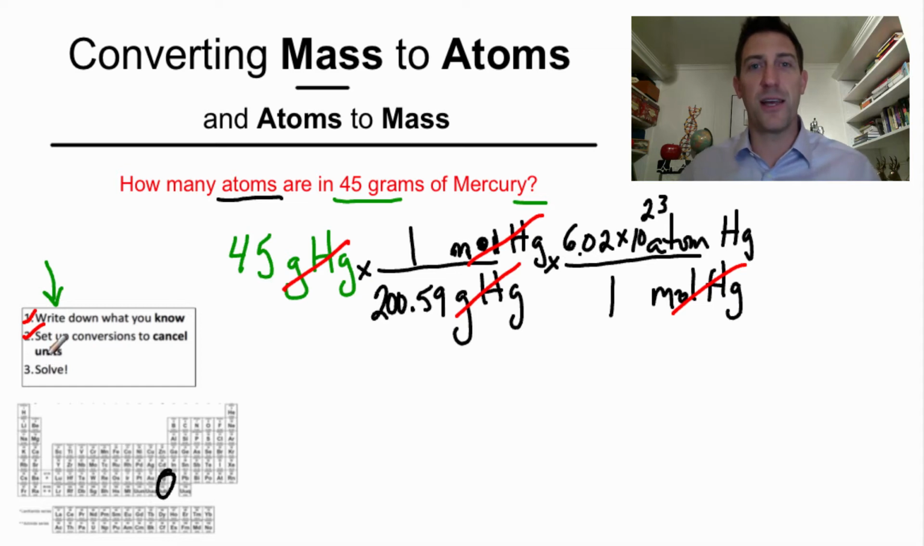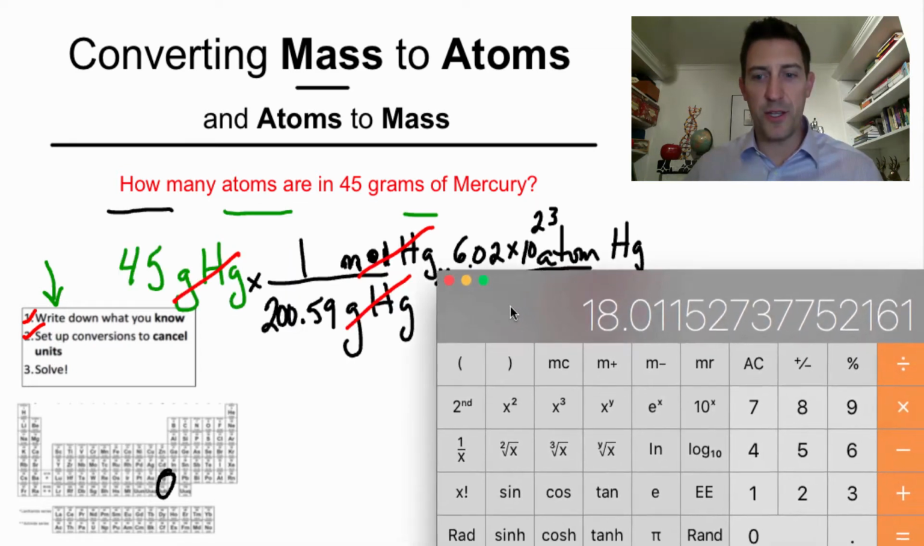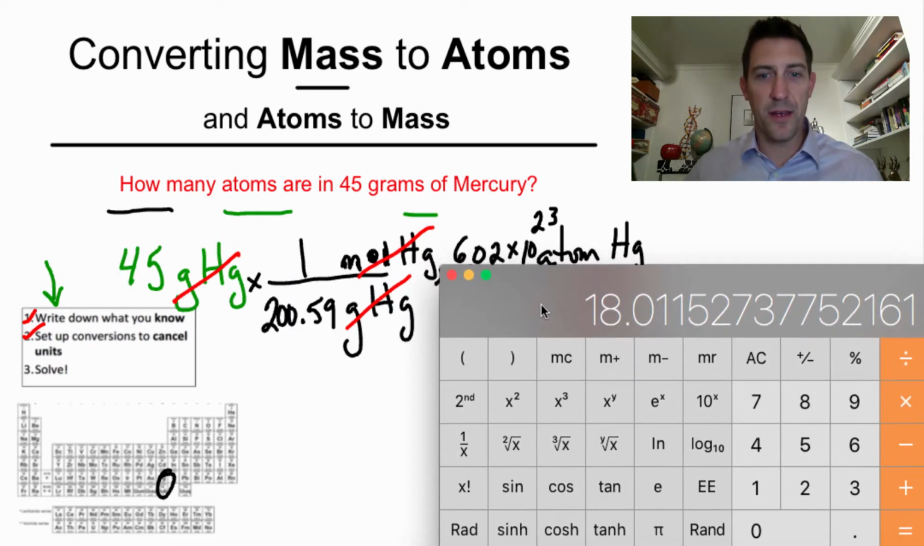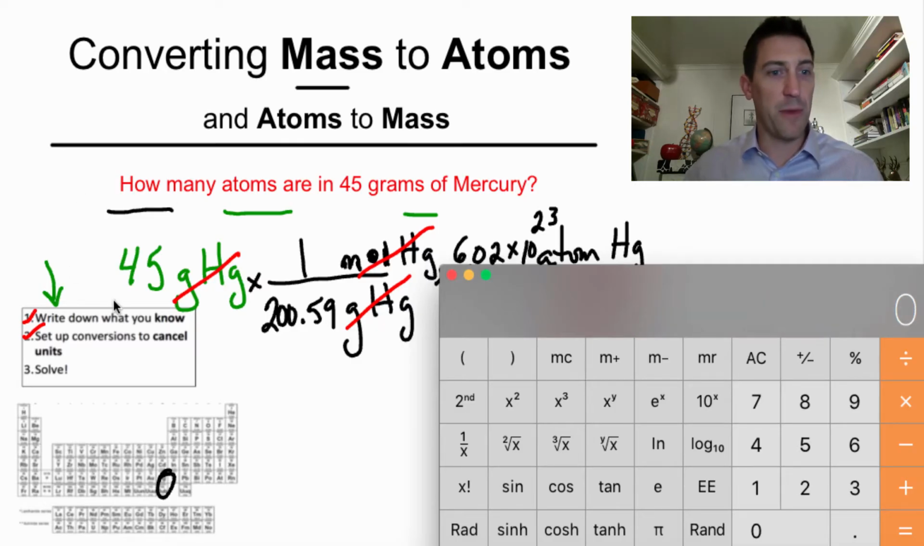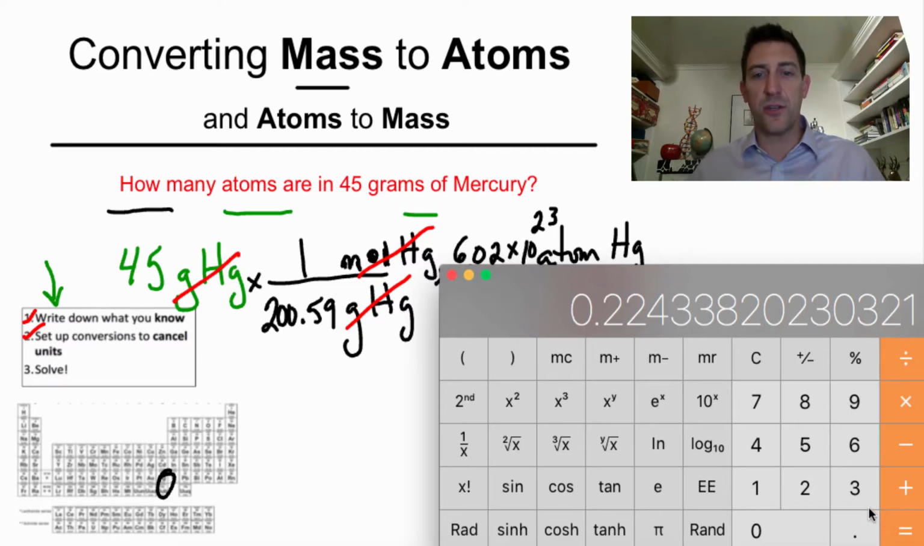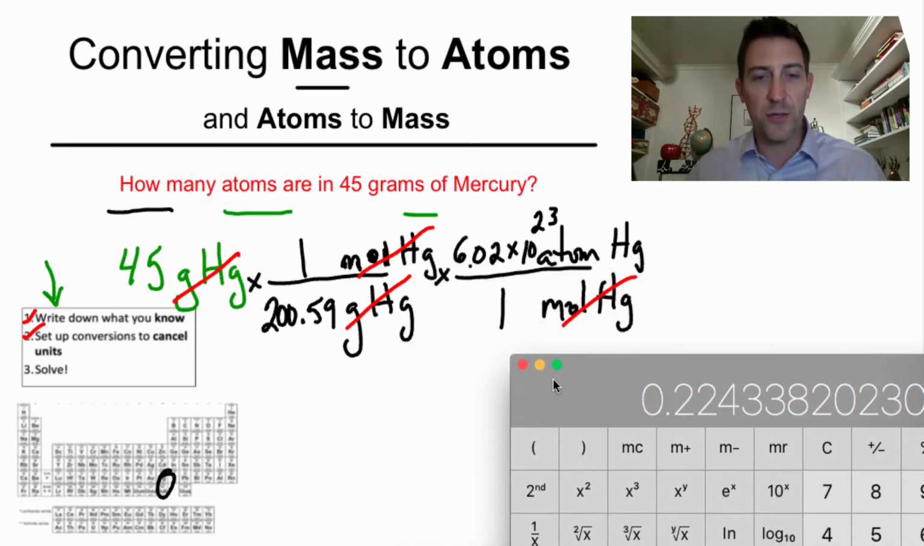I'm going to get out my trusty calculator for that. And here's the calculator. I'm going to clear that off from some math we were doing before. I'll walk you through this. Let's take 45 for the 45 grams times 1, but I'm going to skip that step because I don't need to do it. I'll go straight to divided by 200.59. I'm going to hit enter just so that the calculator can keep track of what's going on.